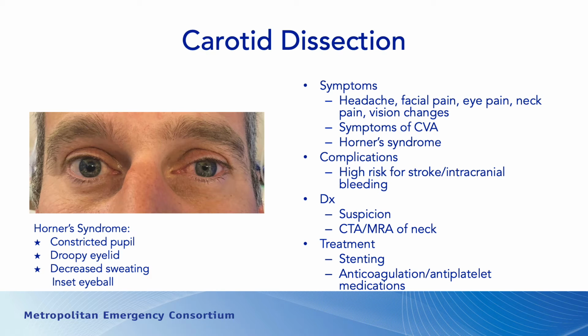Typically we'll get either a CT angiogram of the neck or MR angiogram of the neck. If we get the neck, we tend to get the brain as well. The CTA is easier for us to get in the emergency department and faster to get than an MRI.